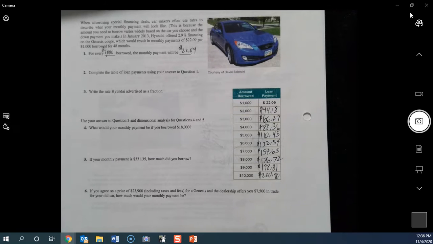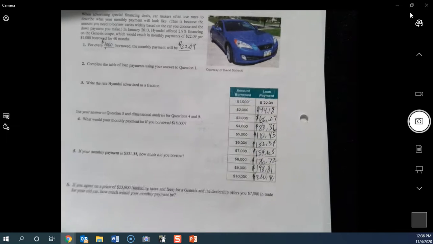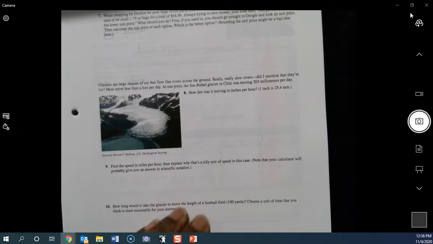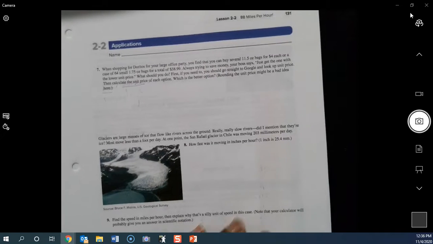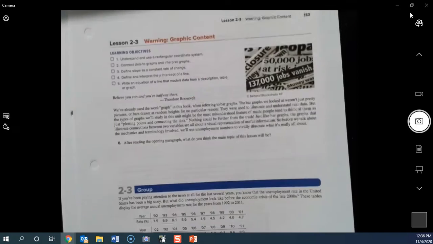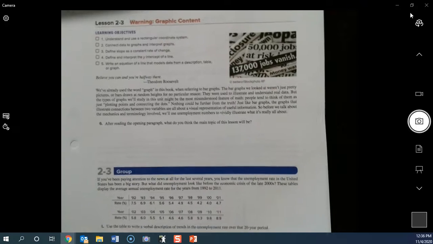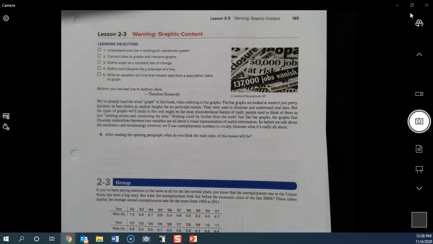And if you notice here, for every 1,000 you go up, the payment goes up by $22.09. So that basically finishes up section 2.2. Now, I did tell you all that we would be doing part of 2.3, so I will let you know when we stop for 2.3, but we're on page 133 now. So this is lesson 2.3.